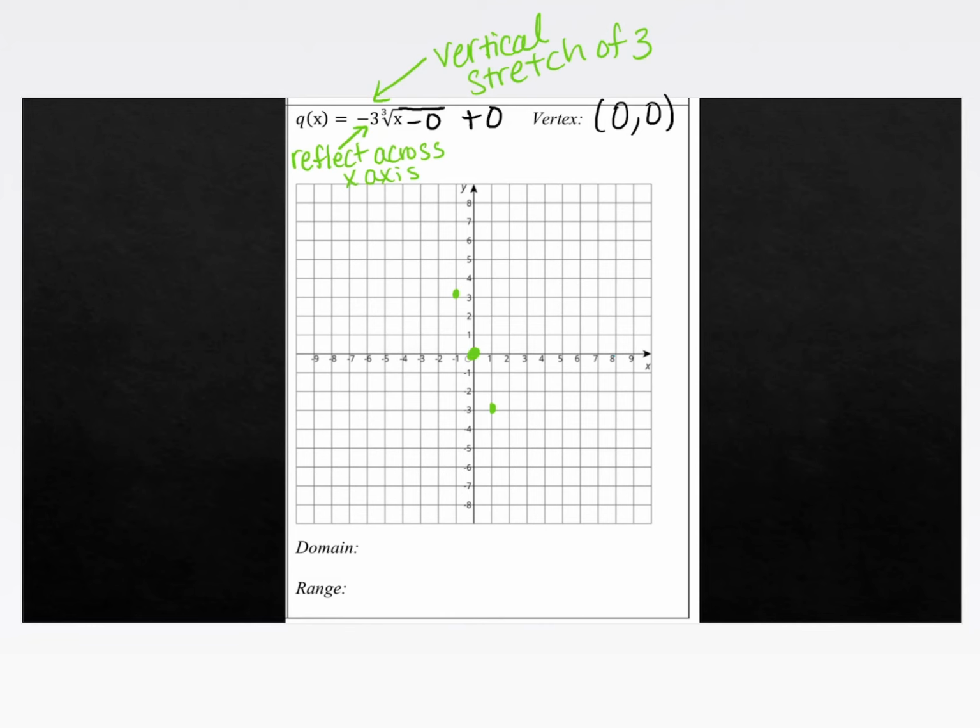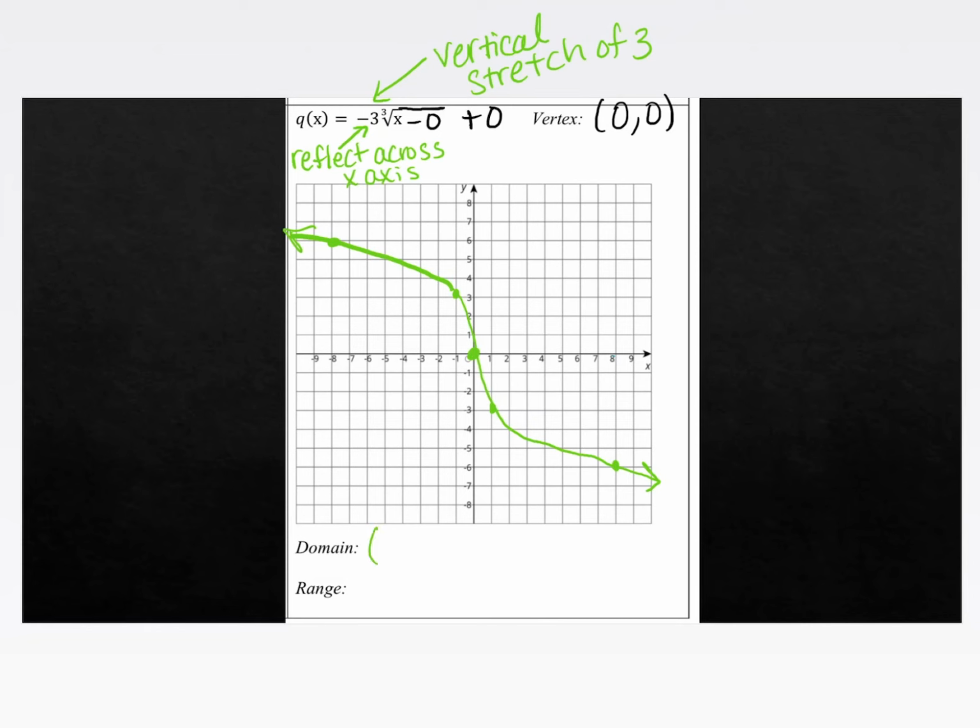And instead of being over to the right 8, up 2, since we're multiplying by that factor of 3, we're going to the right 8 and down 6. Over to the left 8 and up 6. And here's what our transformation will look like.